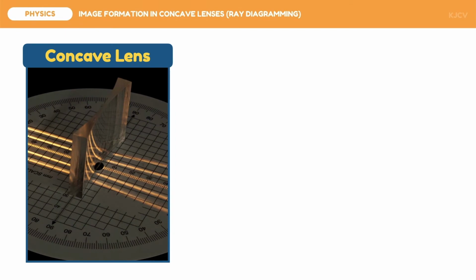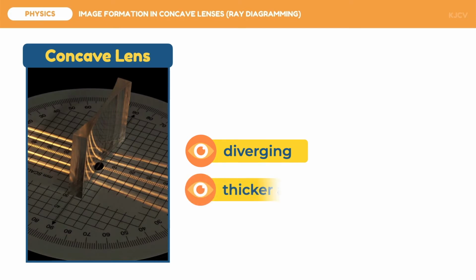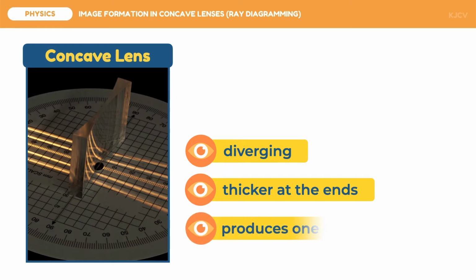From our previous video lesson, we learned that concave lenses are also called diverging lenses. A unique feature of concave lenses is that the ends tend to separate, which makes them thicker at the ends. Concave lenses, just like convex mirrors, only produce one type of image. But how do concave lenses form images? Let us now discuss the image formation in concave lenses using ray diagramming.